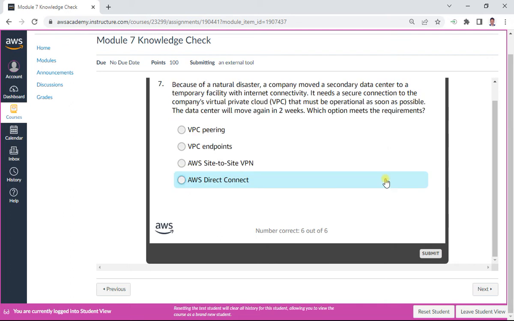Yeah. The seventh one, because of a natural disaster, a company has moved a secondary data center to a temporary facility with internet connectivity. It needs a secure connection to the company's VPC that must be operational as soon as possible. The data center will move again in 2 weeks. Which option meets the requirement? So that is VPC peering, no, Site-to-Site VPN, because for a secondary data center, Site-to-Site VPN should be the proper answer.